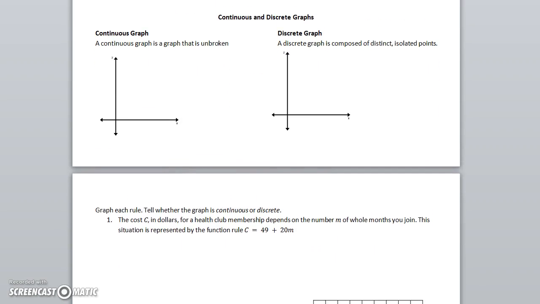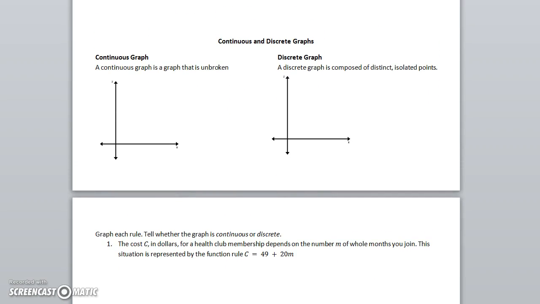All right, the next thing that we're going to talk about here is continuous versus discrete. Continuous is a graph whose graph is unbroken. So it's unbreakable. It's going to be continuous from point A to point B. There's no stops, there's no broken points, there's no breaks in it. It just goes on and on and on.